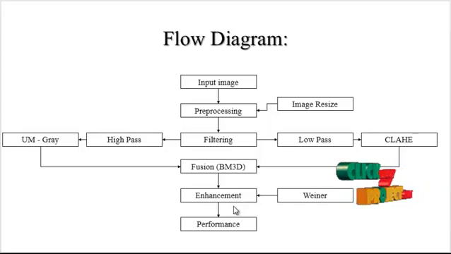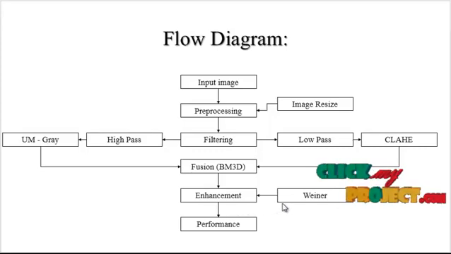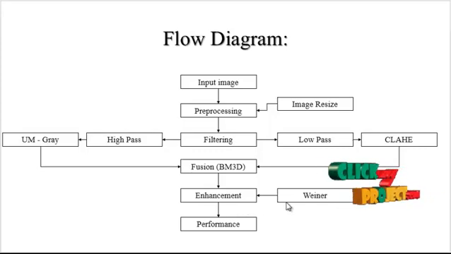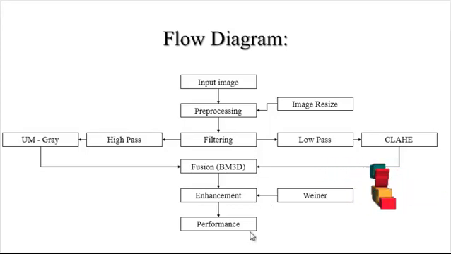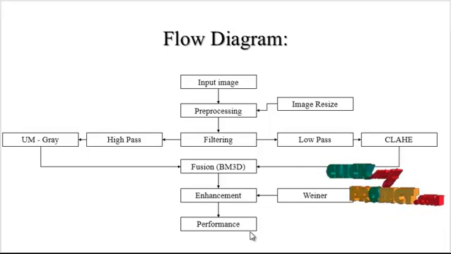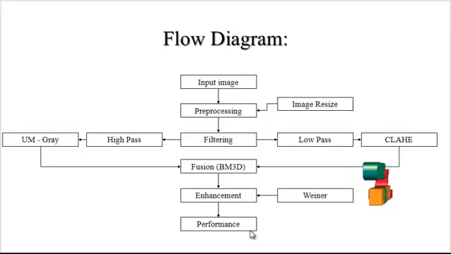If the quality of the edge region is somewhat degraded, it will be enhanced by means of the Wiener filter. After enhancing with the Wiener filter, we do the performance estimation. In this performance estimation we are going to use PSNR and MSE to estimate whether the process is working well or not. PSNR means peak signal to noise ratio and MSE means mean square error.